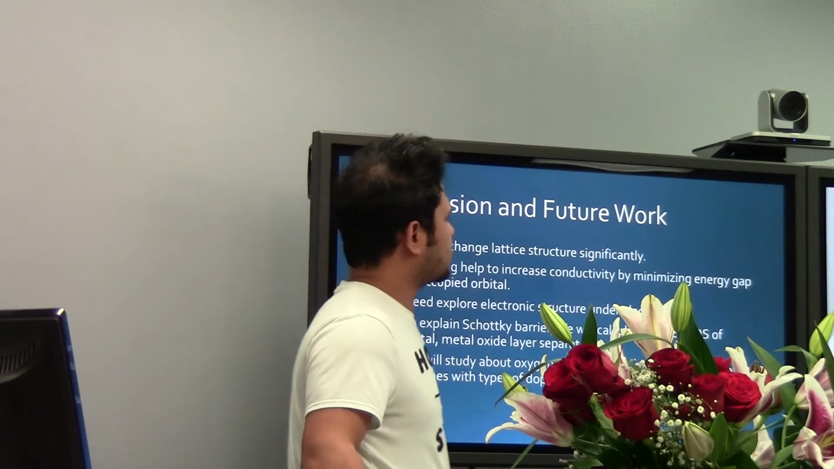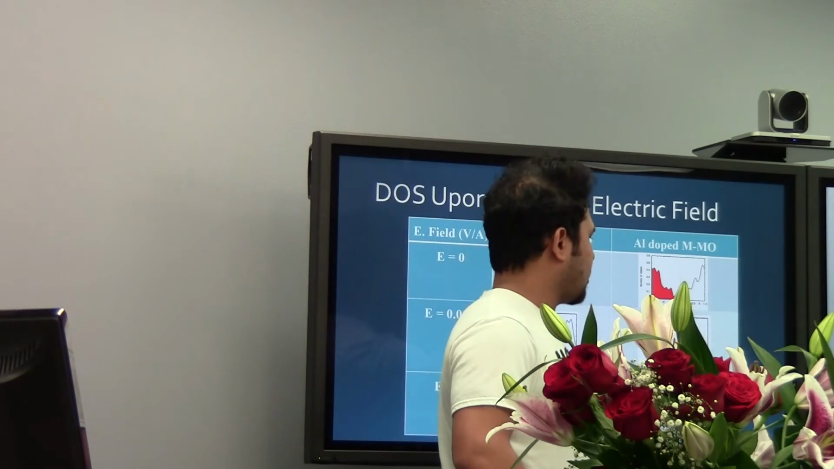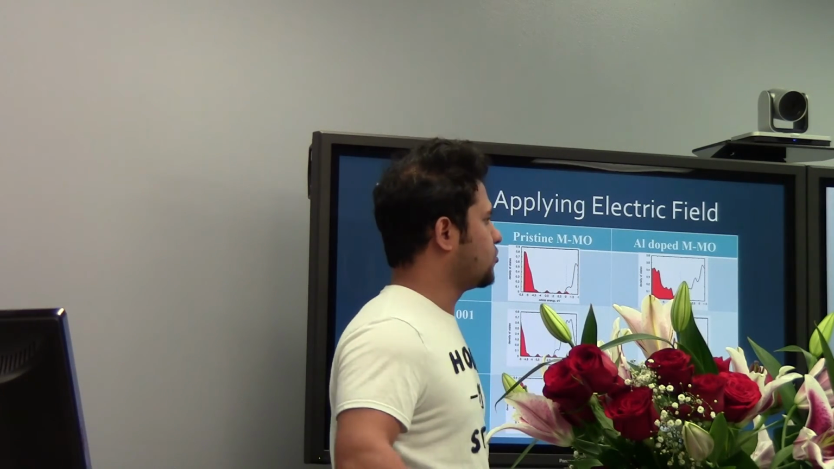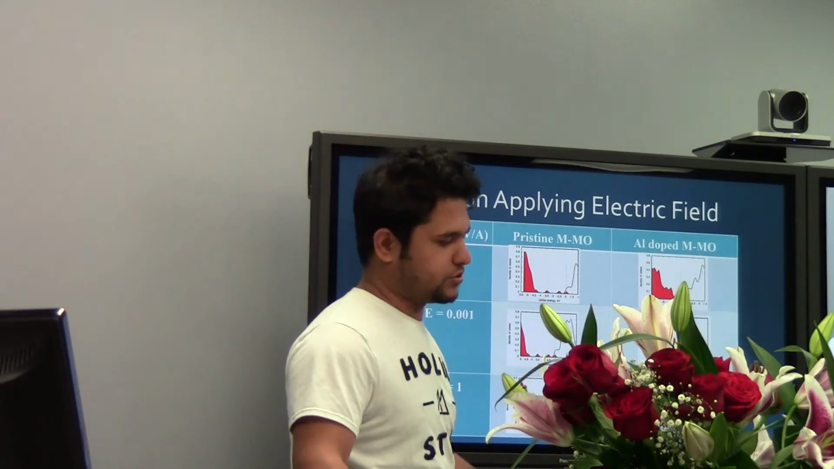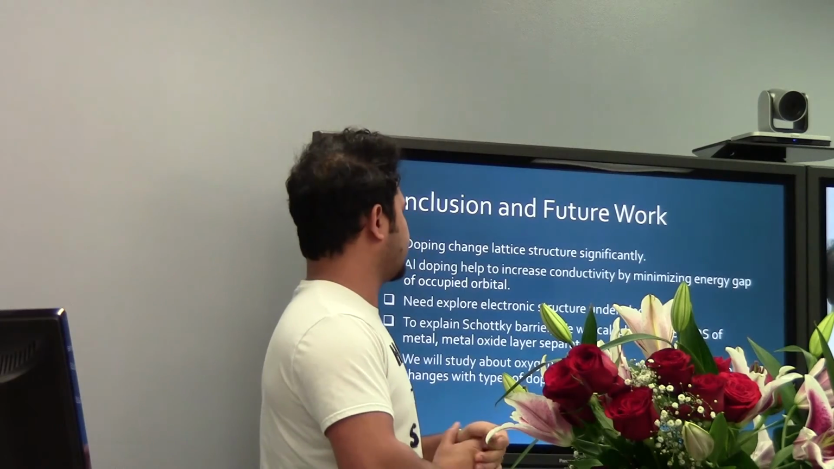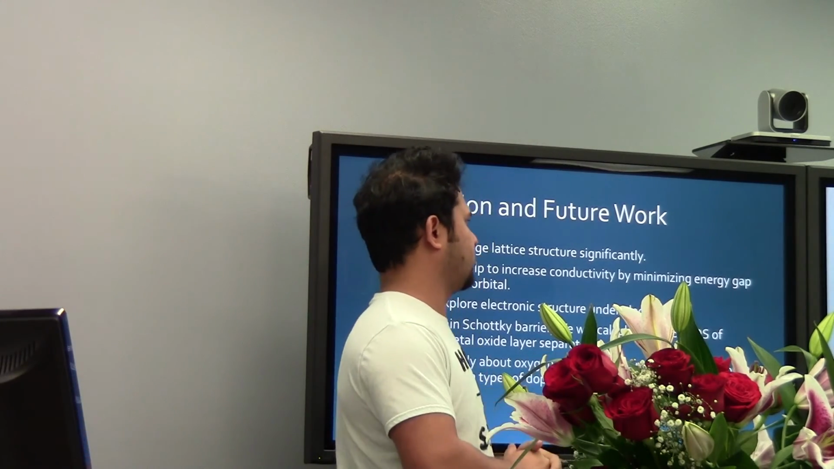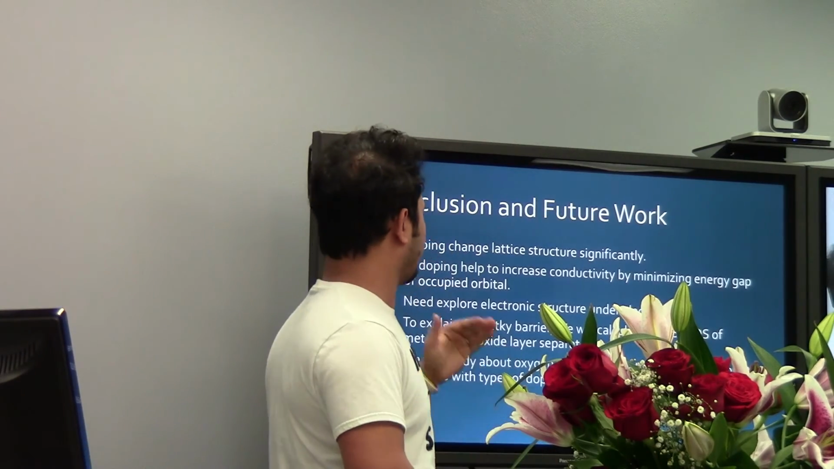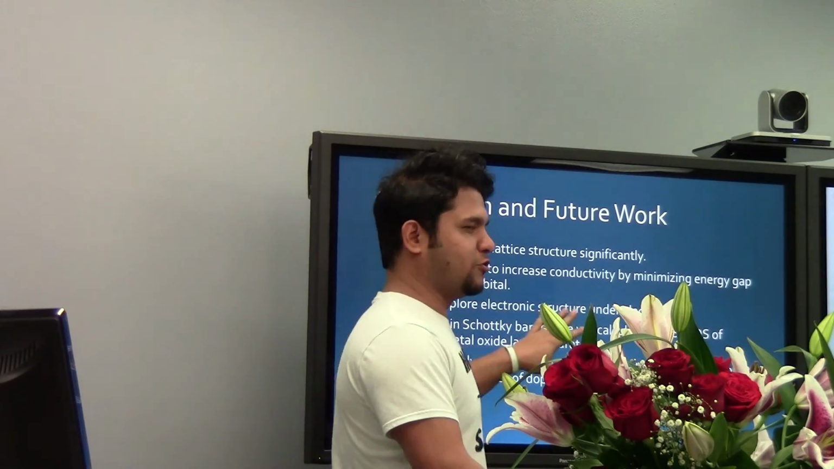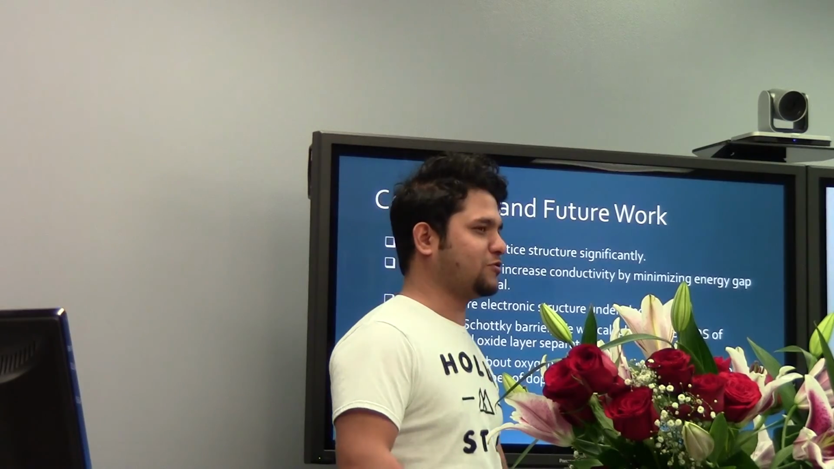So from this advanced calculation, I can say that because of doping, under the electric field, the change in occupation number is huge. So doping can change things significantly, but the most important result is that doping increases the conductivity by minimizing the energy gap and increasing the occupation number in the higher energy states. But I haven't done much work yet, so there is some future work to develop.